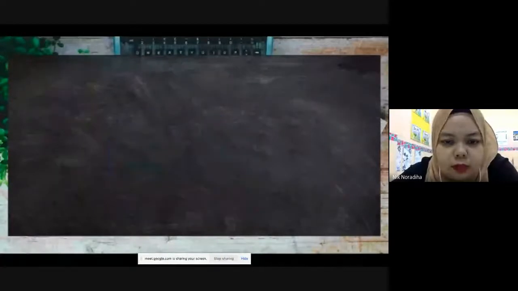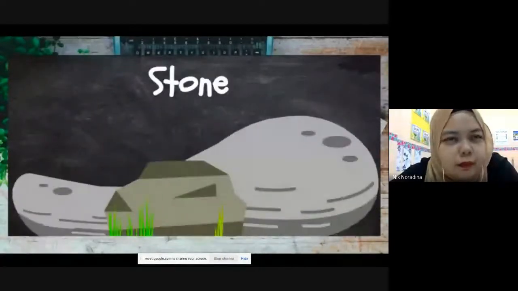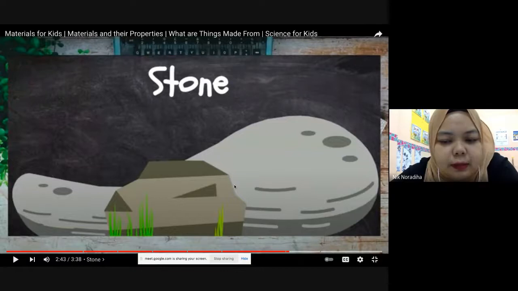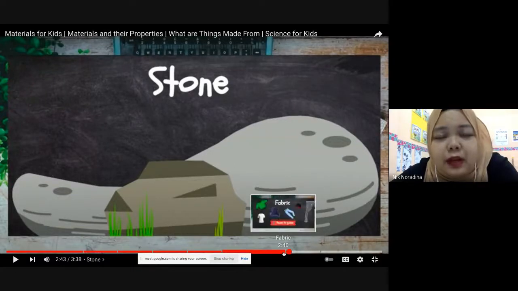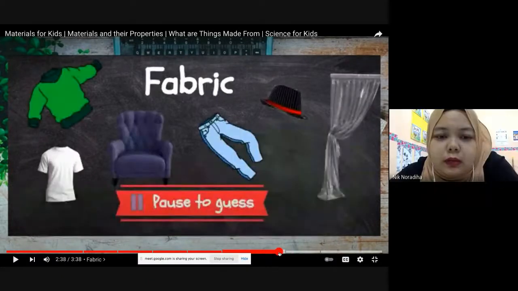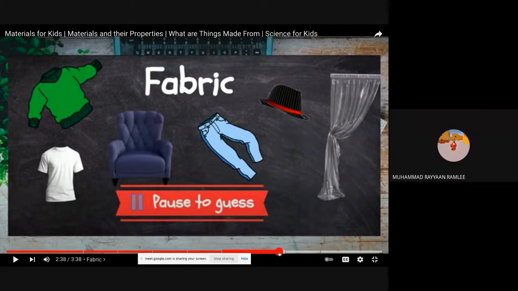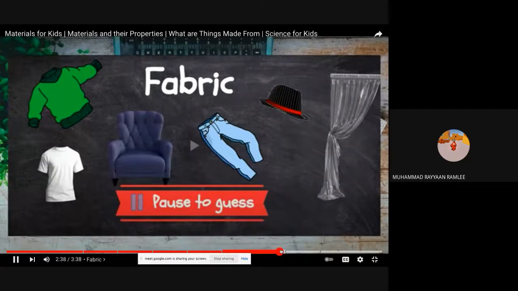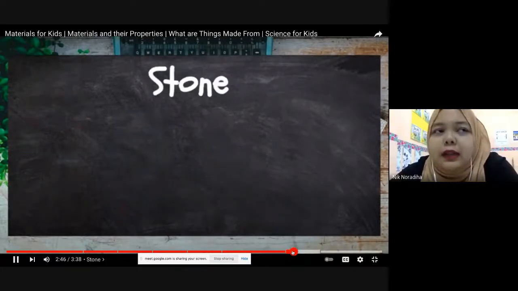Stone is very strong and durable. Yes. Teacher, what is fabric? Fabrics are the material that people use. Usually the materials are breathable. Okay, it's made up from thread. Kulit lembu, leather. This one, thread. Benang. Okay. Fabric.